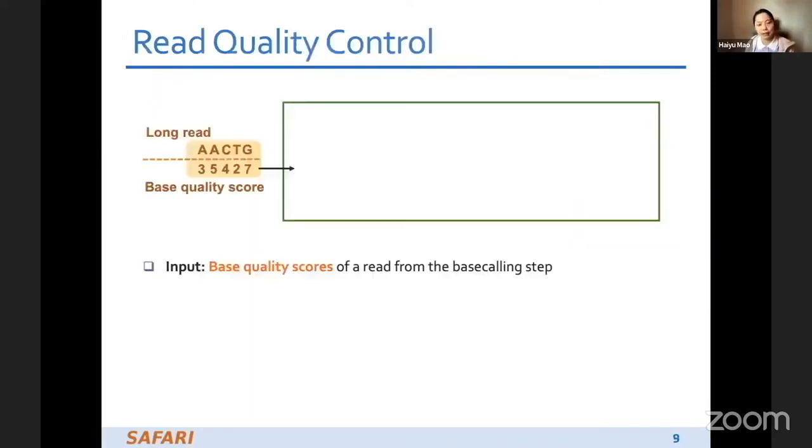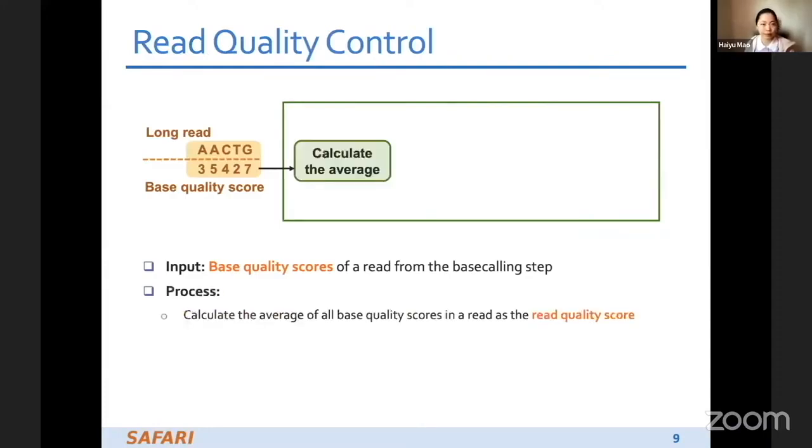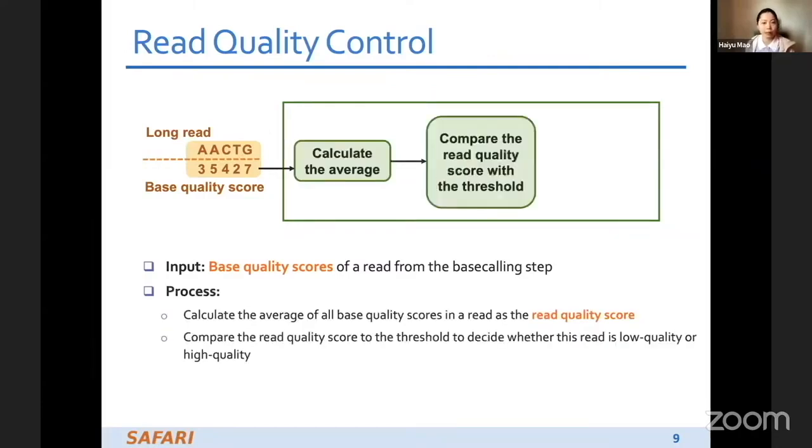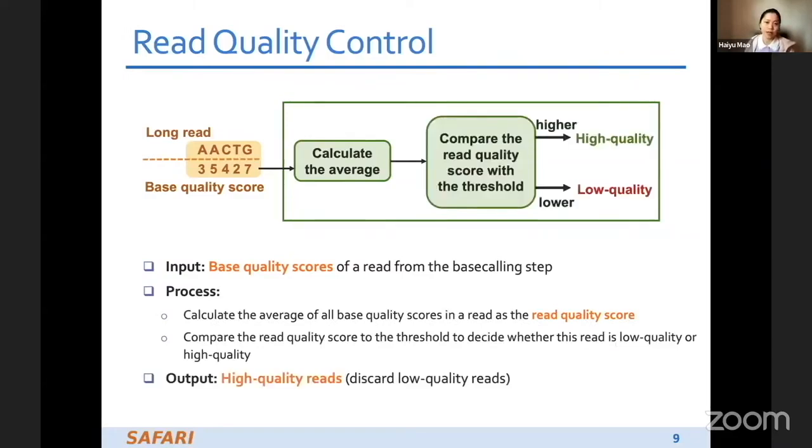The second step is read quality control, for which we have the base quality scores for the long reads as the input. We calculate the average quality score of this read, and then we compare the read quality score with the threshold. If it's higher than the threshold, we define it as a high quality read. If it's lower than the threshold, then it's a low quality read, and we discard the low quality reads.